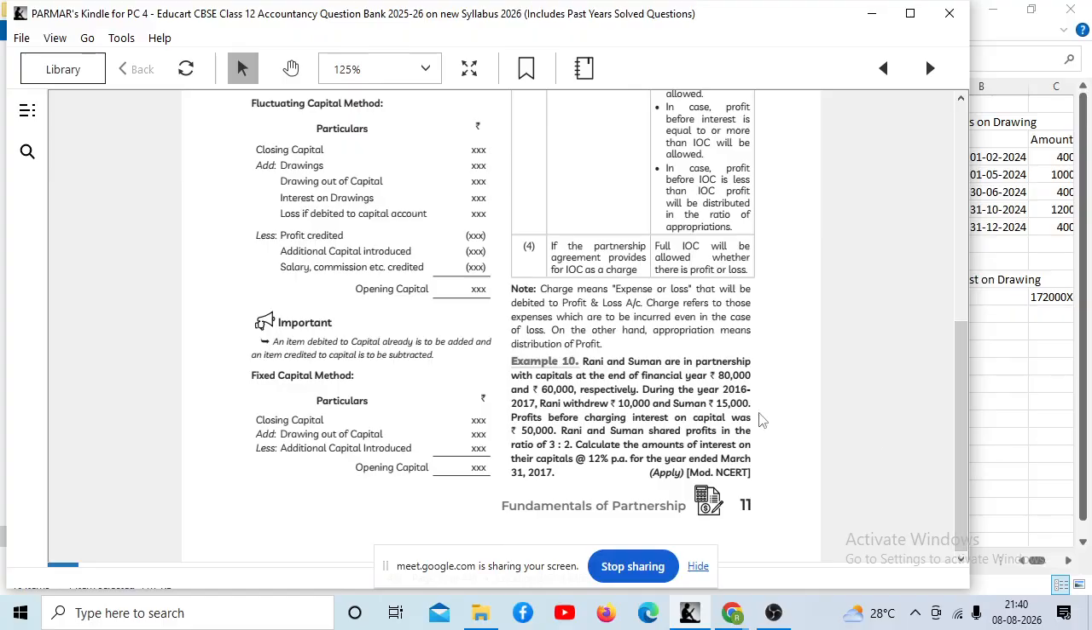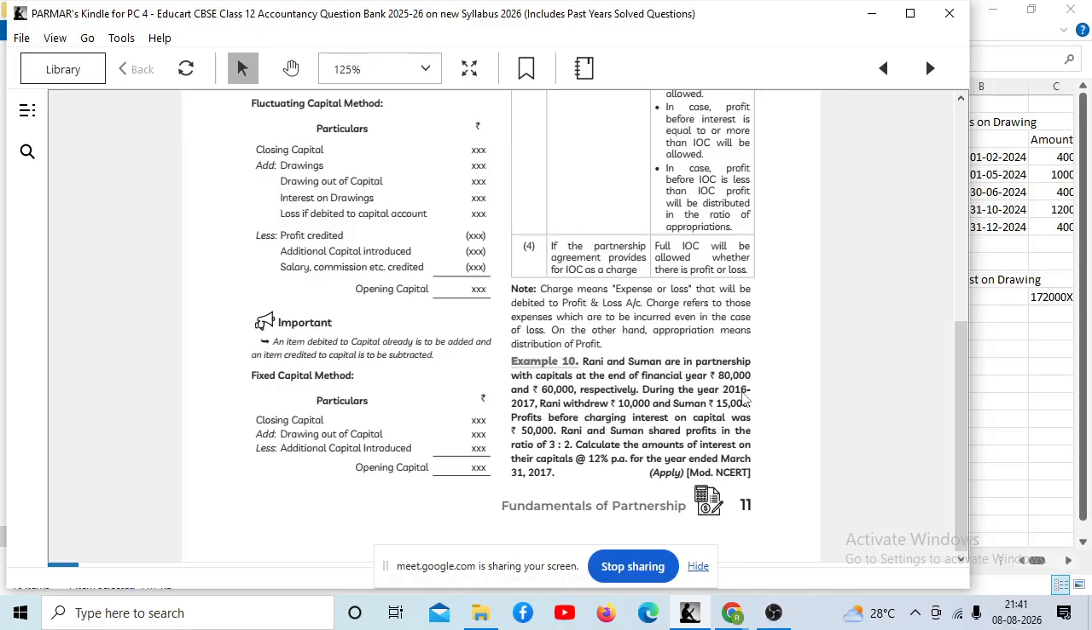Question number 10 is given here as: Rani and Suman are in partnership with capitals at the end of the financial year. Now be careful, these capitals are given at the end of the financial year. They have given the closing balance, but interest on capital is always calculated on the opening balance. So first we have to find out the opening balance, and then only we can calculate interest on capital. So these are the closing balances.